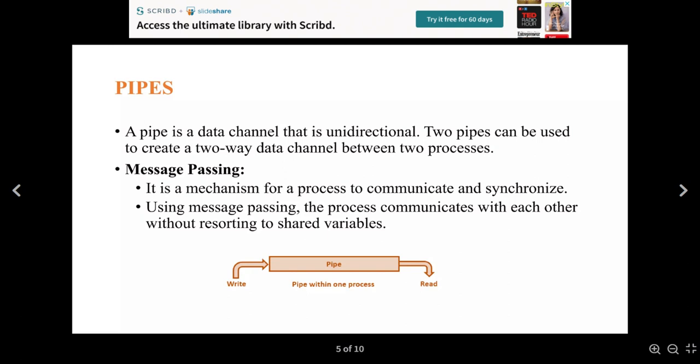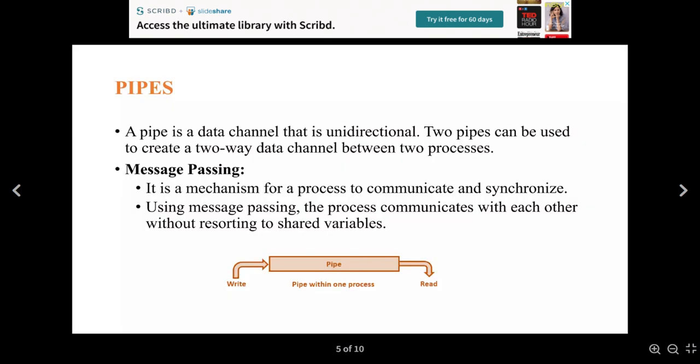Now, as I have told you, not only pipes, there are many inter-process communication techniques that are used by processes to communicate with each other. After pipes, one of the important inter-process communication techniques is the message queue.